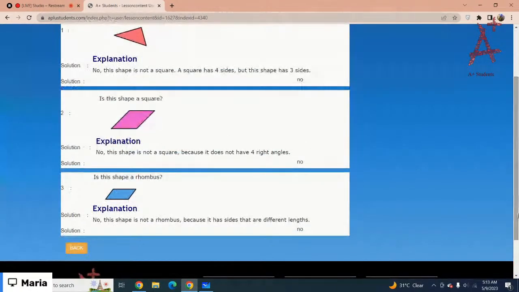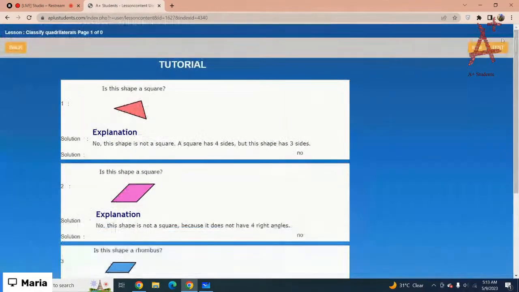The next one: is the shape a rhombus? No, this is not a rhombus, because it has sides that are different in measure. Let's just start with the test questions.